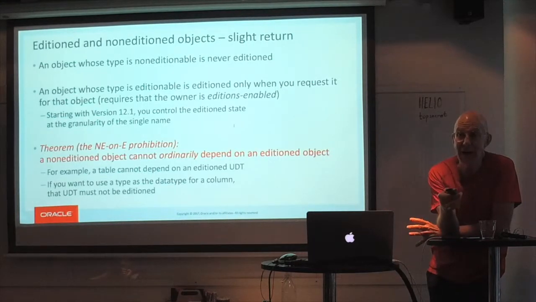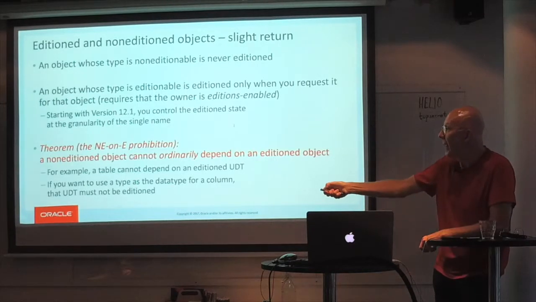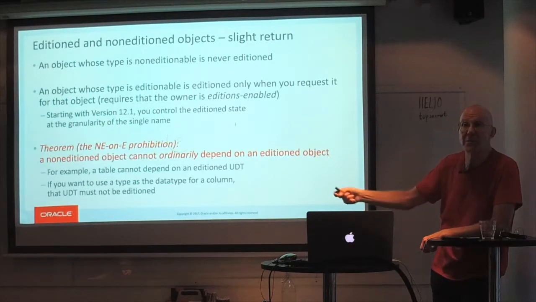So we have to say, can't do that. If you go "alter user Scott enable editions" when Scott has a UDT, scott.u, which gives its shape to a table anywhere in a column of the table, then we just have to say, sorry, you can't do that. That command fails because, should it go ahead, you would have violated the NE on E prohibition.